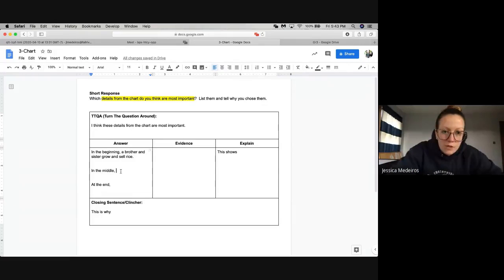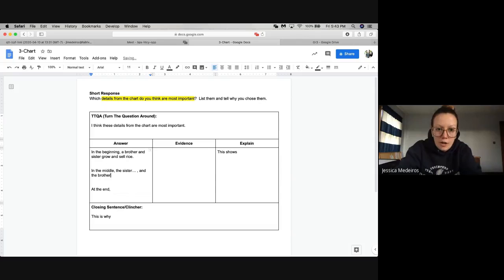In the chart, it wants you to think about what happened in the middle. What did the sister do in the middle? In the middle, the sister, I'm not going to finish it for you, but I want you to try it yourself. And the brother, write about what they did in the middle of the story. Then you're going to write about what happened at the end of the story.